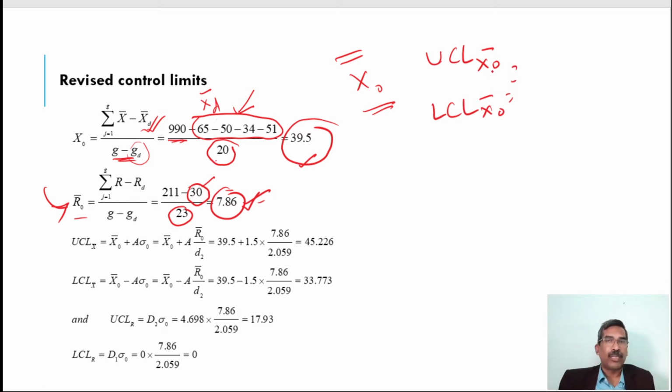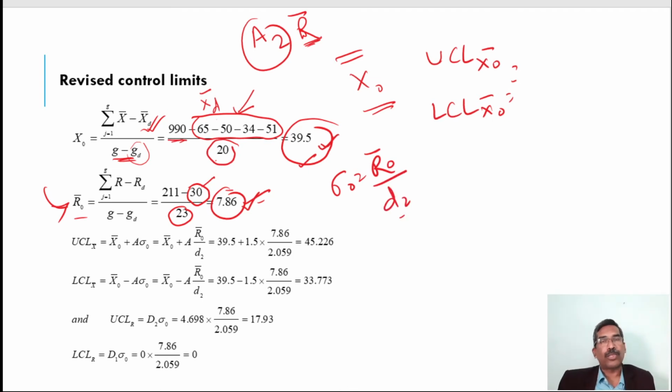Please remember this. In the trial case we have used the value of A2 and R bar, but here in place of R bar we will use the concept of sigma 0, and this sigma 0 will be equal to R bar new divided by D2, and this value of D2 is taken from the table for the corresponding value of n. If n equal to 4, then we will have to take the value of D2, as I have shown in that chart also. So from that chart we can calculate this value of sigma 0.